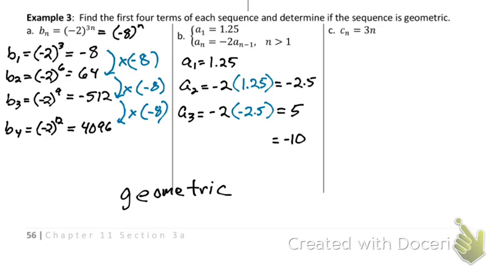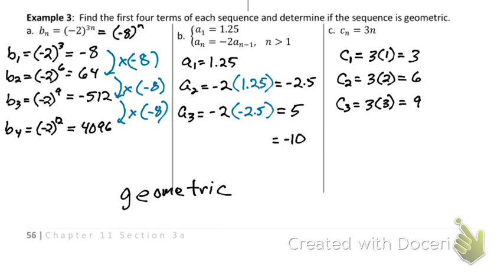Our last one is c sub n equals 3n. My first term, c sub 1, would be 3 times 1, which would equal 3. C sub 2 would be 3 times my n, which is 2, so it would be 3 times 2, which would be 6. C sub 3 would be 3 times 3, which is 9. And C sub 4 would be 3 times 4, which would equal 12. This is arithmetic. You are adding 3 over and over and over. This one would be arithmetic, because you're adding 3.